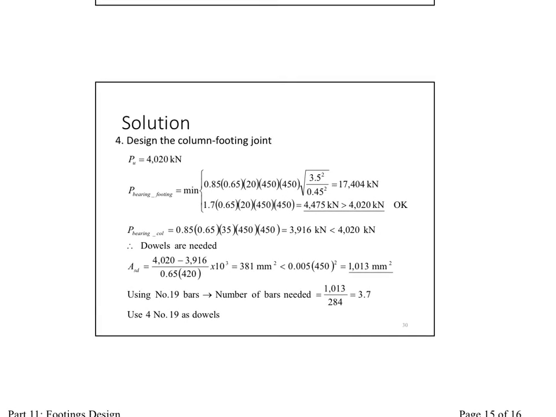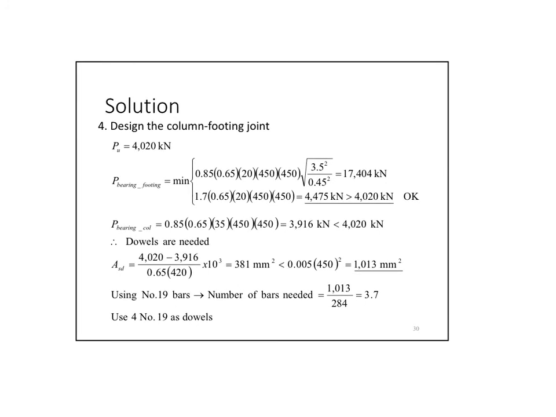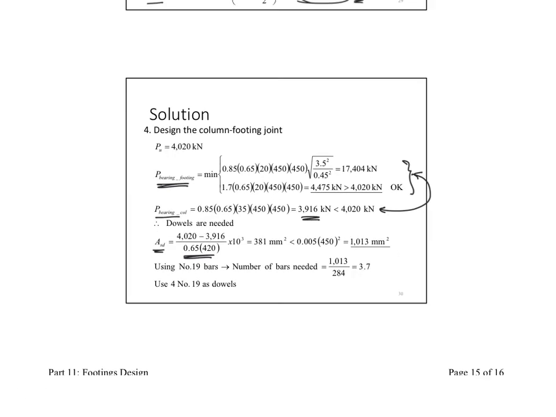The last one is for you to check on your own. You're just getting the bearing of the footing, capacity of the bearing of the footing, the minimum of those two, and then the column bearing, this one. We take the minimum of this and this, right? And then we compare it, we'll take the difference between them and then get the area of the dowels. Or, in my opinion, it's better to just use the dowels exactly as the column reinforcement.